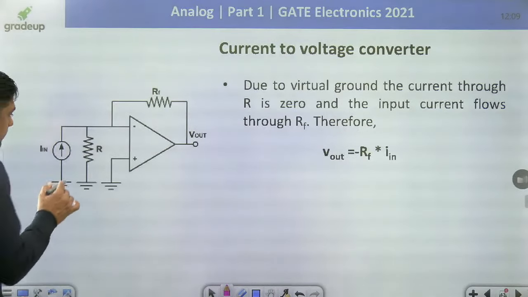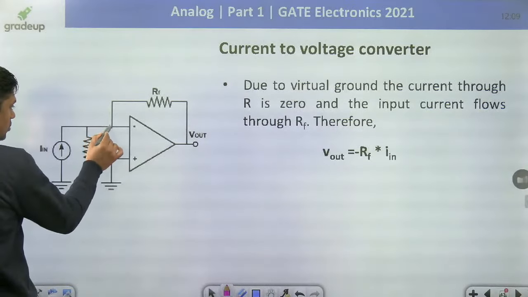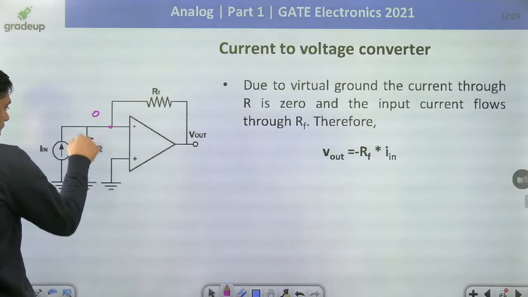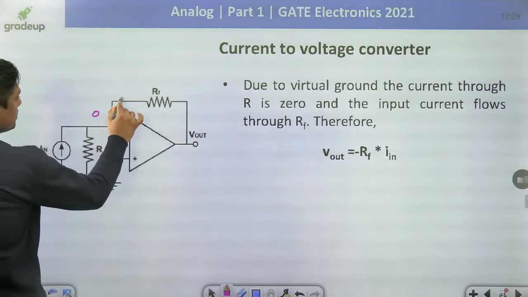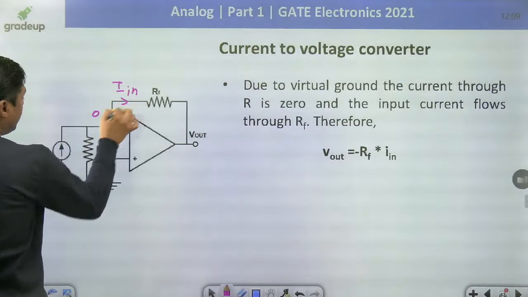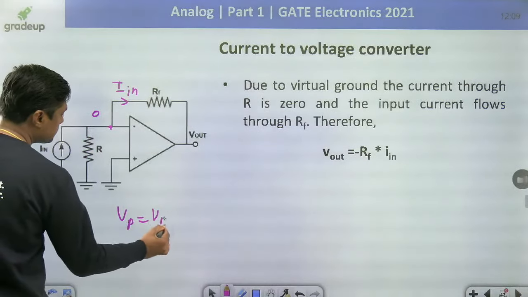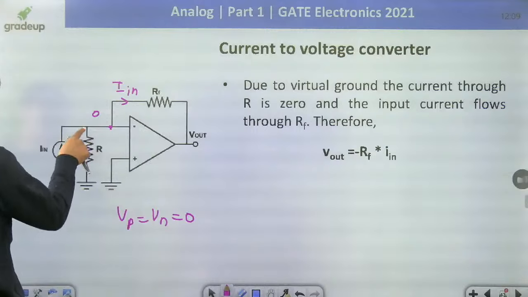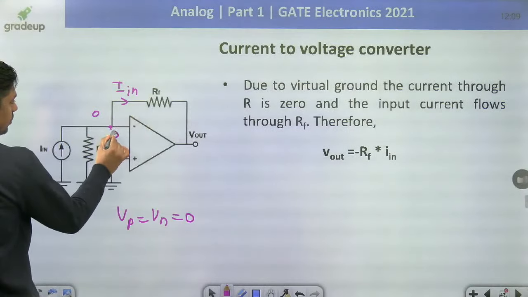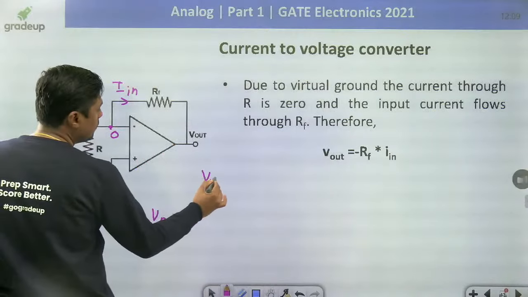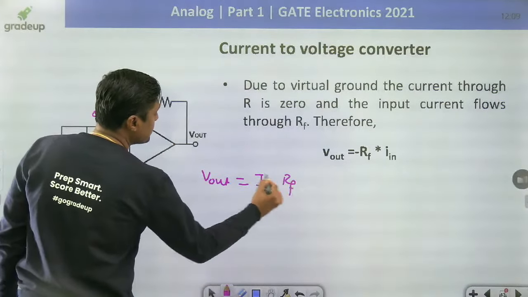Always remember, if it is connected like this, this is 0, this is also 0. What is the current through this R? 0. Current through this R is 0. The complete current will pass through this RF. Why? Because of the virtual short concept. Vn is 0, nothing. Then this complete current goes through RF and this is 0. So what is the V out? V out is nothing but I in into RF with negative sign.